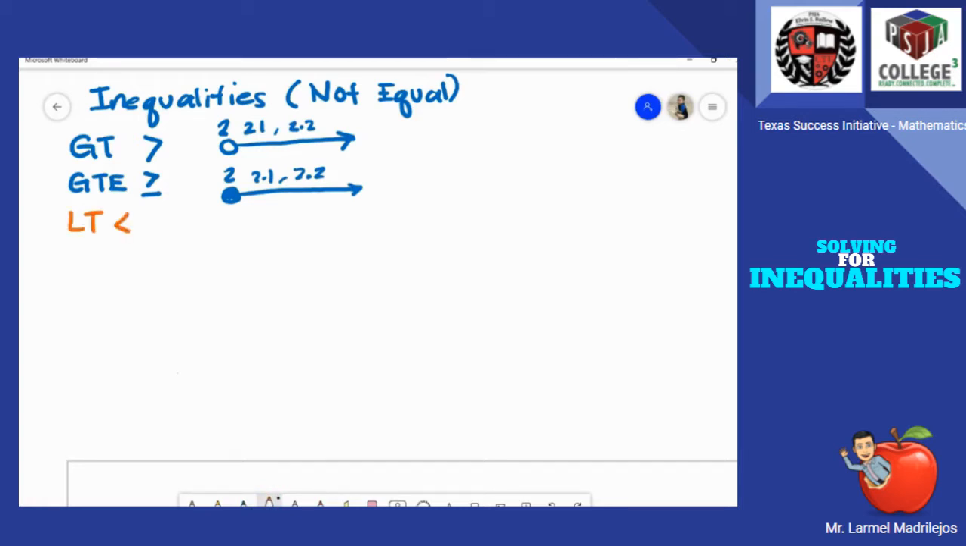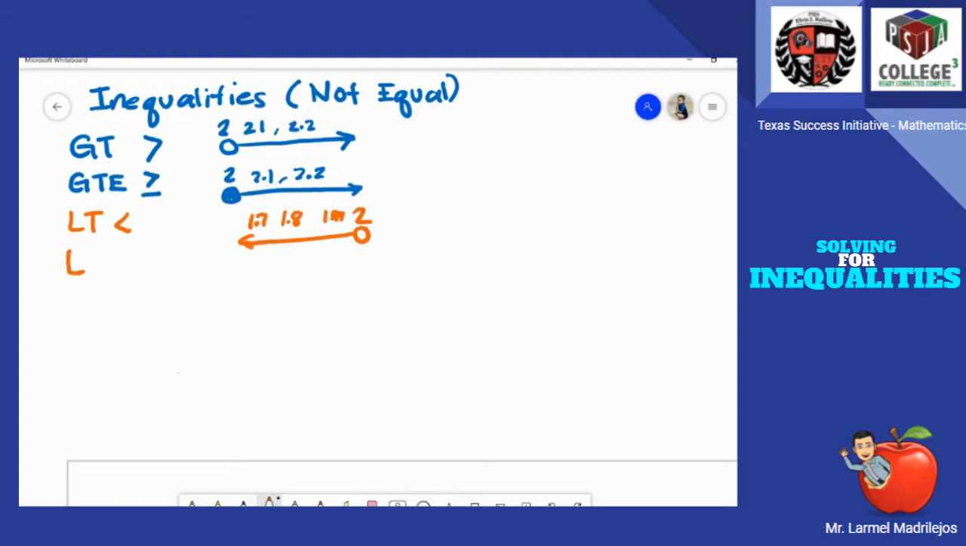The next is less than, or LT. I'll put less than. Okay, let's look at 2 here. I'll put 2 also here. So 2 or lesser. Okay, what are those? 2 is not part of the answer, but 1.99, 1.8, 1.7, and so on. Okay, so that's less than.